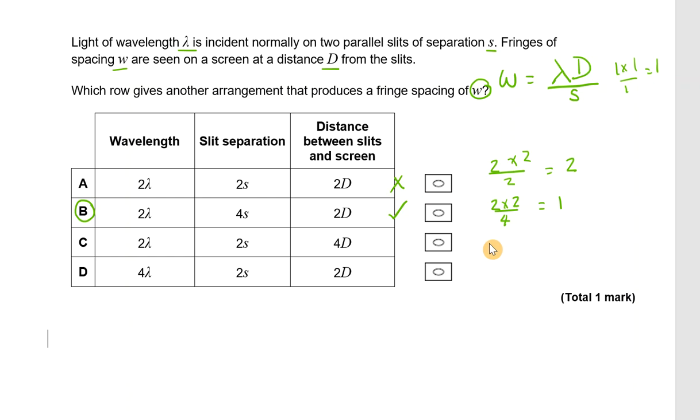We've got a wavelength of 2, a slit separation of 2, and a distance of 4, and that comes out at 4. Not correct. Last one, wavelength 4 divided by slit separation of 2 multiplied by distance of 2, and that one comes out as 4 as well. Not correct. So 100% sure the answer is B.